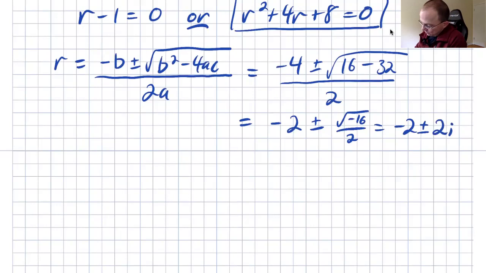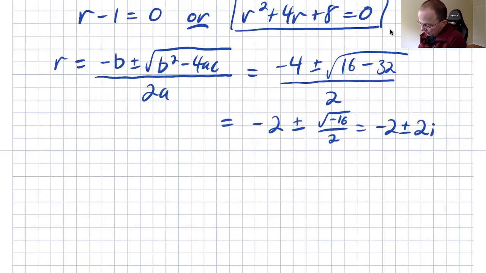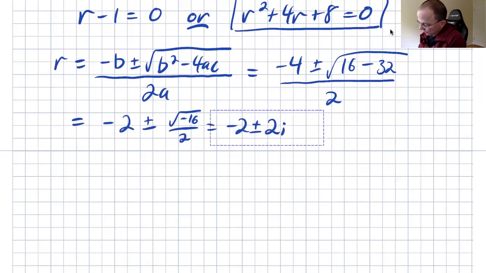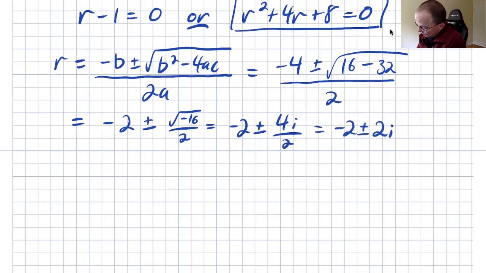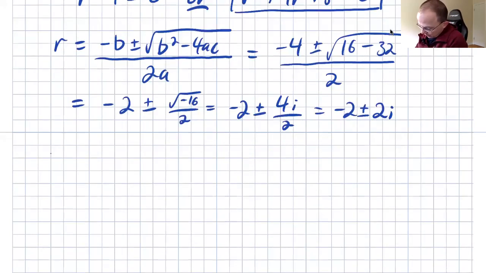Okay, so maybe I'll fill this in a little bit. This is our final answer: minus 2 plus or minus 4i over 2. Like that. Okay, so there's our roots now. Therefore, r is equal to 1, or it's equal to minus 2 plus or minus 2i.